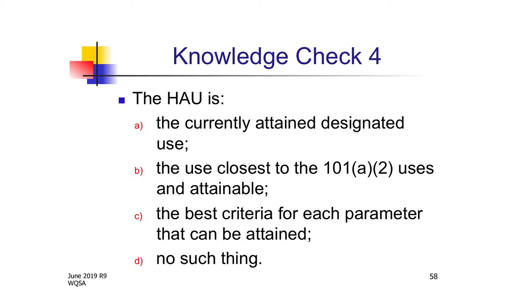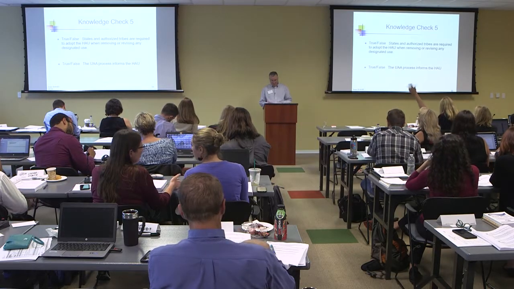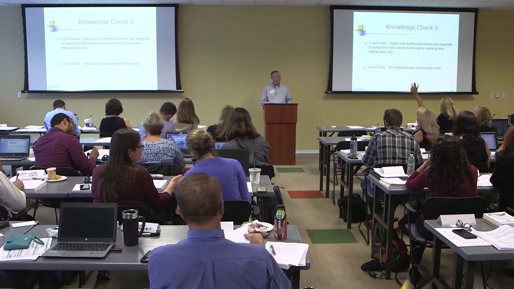Okay, next the question on highest attainable use. Is it A, the currently attained designated use, B, the use closest to the 101(a)(2) uses and attainable, C, the best criteria for each parameter that can be attained, or D, no such thing? B? Yeah, B, the use closest to the 101(a)(2) use and is attainable.